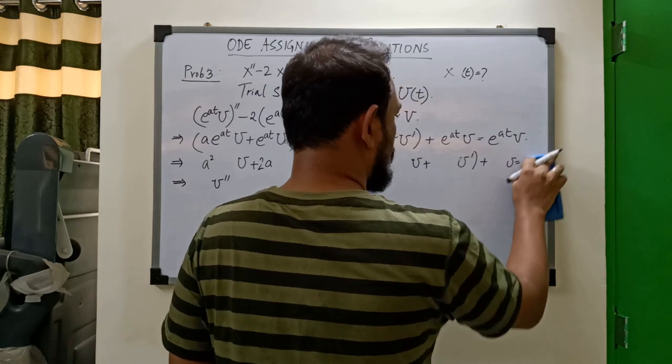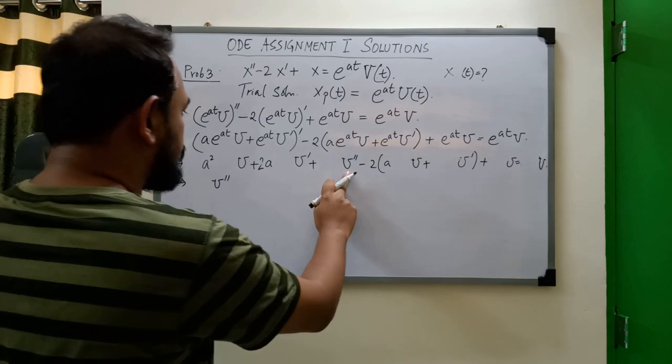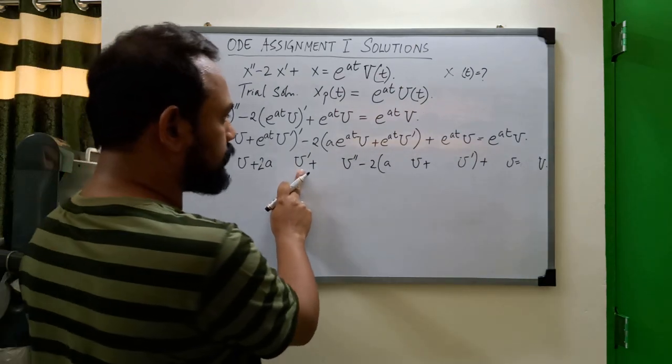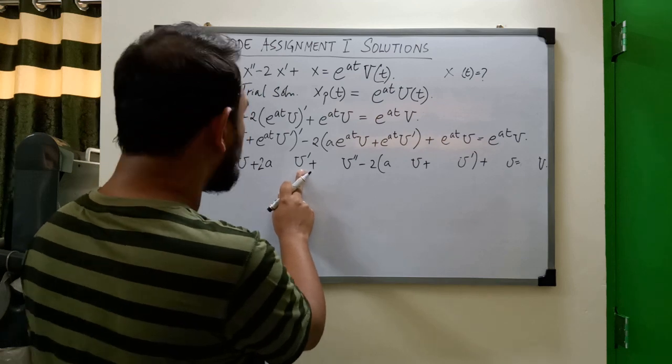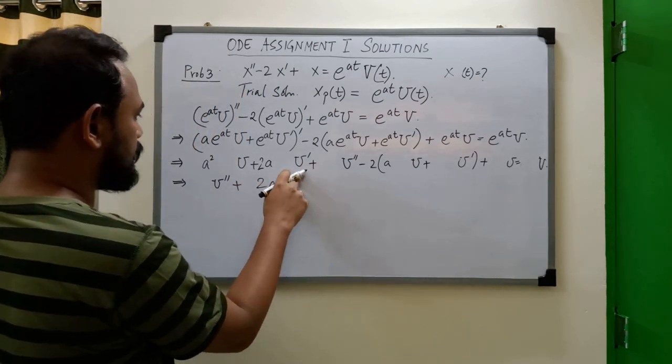Okay. There you go. They're all gone. This one first. Then I want to group the u prime ones for the second. Okay. So u prime comes with this as a coefficient, 2a.